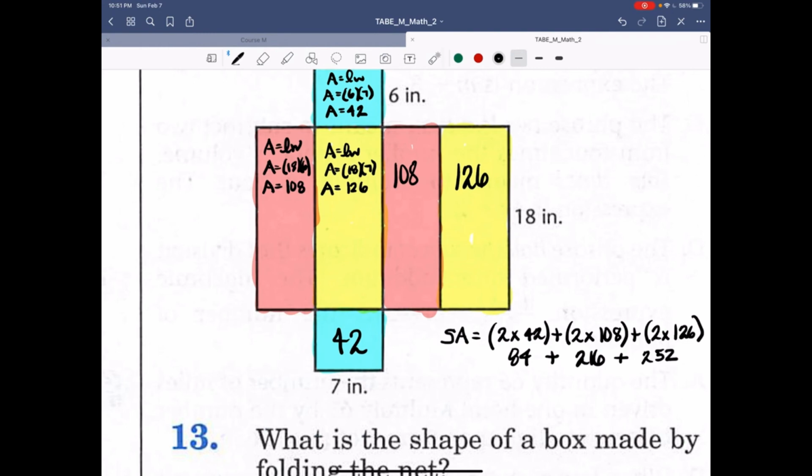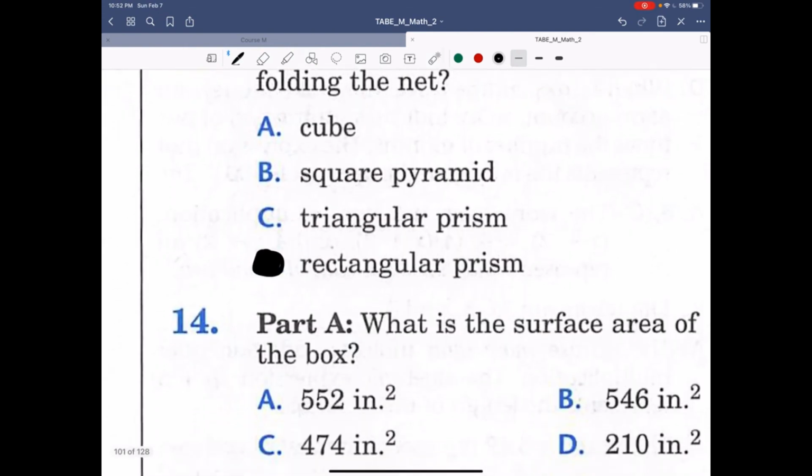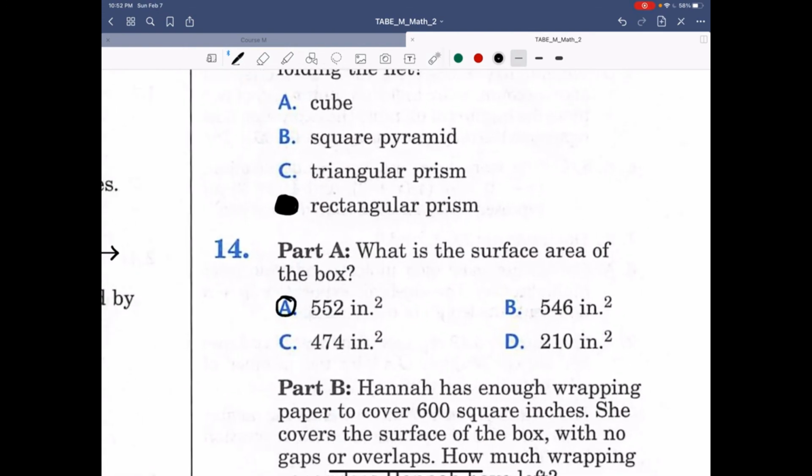Actually, I do have a calculator, my cell phone. Now I think of it. Let me check this, because I don't trust myself doing mental math, especially at this hour of the day. It's very late. 2 times 42 is 84. That one I know. 2 times 108 is 216. And 2 times 126 is 252. Add those up. And the total surface area is 552 square inches. So I'm liking A for A on 14.